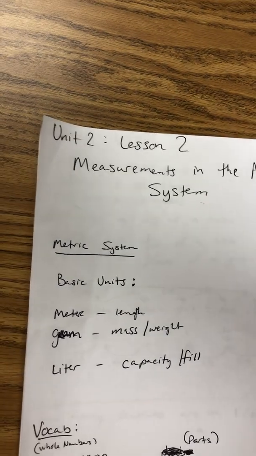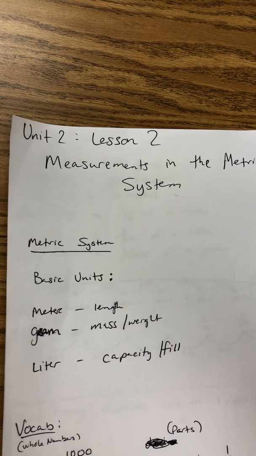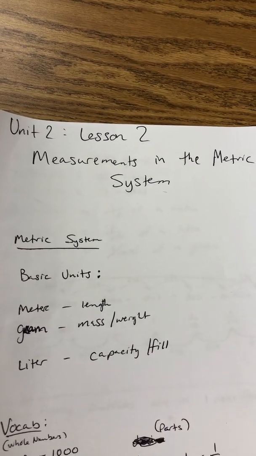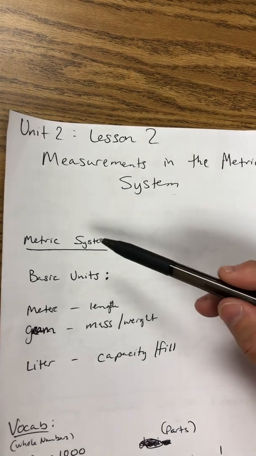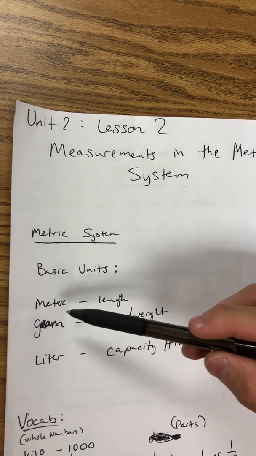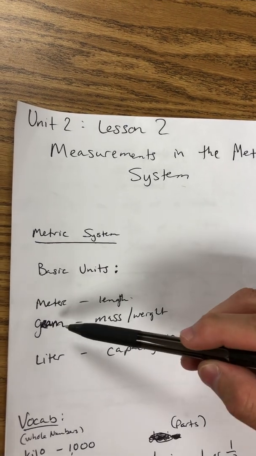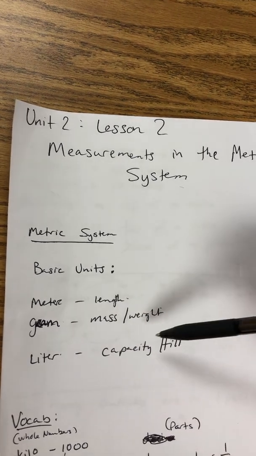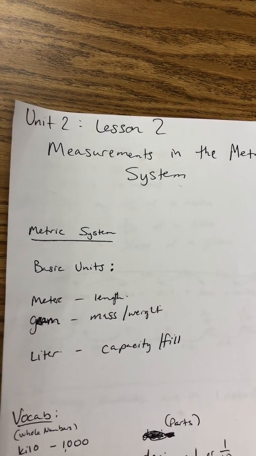Basically, this is going to go over another system of measurement. We talked about the customary measurement system in the last video. This video, we're going to talk about the metric system. And the basic units of the metric system are meter, which is the length measurement, gram, which is the mass or weight measurement, and liter, which is the capacity or the fill measurement.